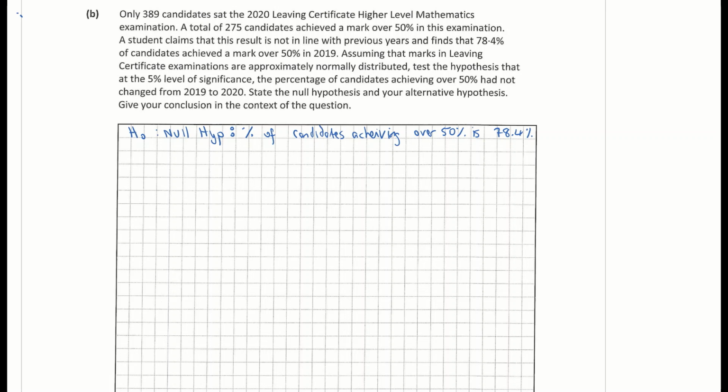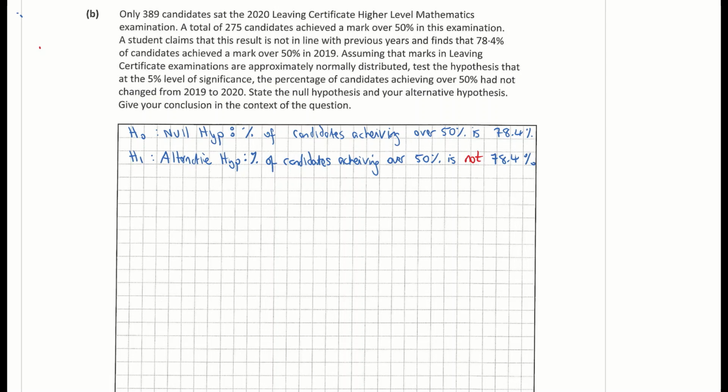Okay, and my H1, my alternative hypothesis, is basically going to be the opposite of that. So I'm going to state the percentage of candidates achieving over 50% is not 78.4%. It's something other than 78.4%. Okay, so that's my null hypothesis and my alternative hypothesis complete.